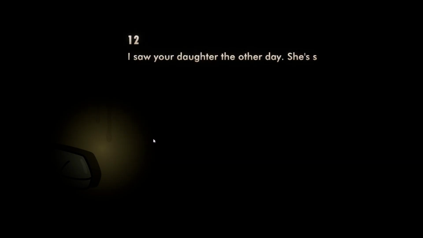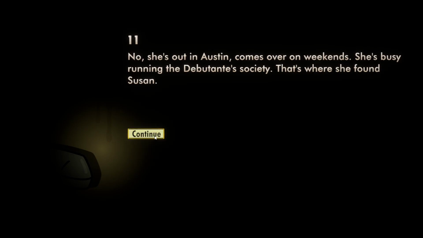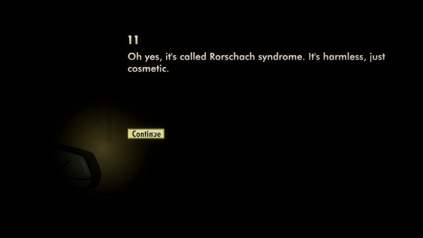I saw your daughter the other day. She's still here? No, she's out in Austin, comes over the weekend. So Ursula is the mom. She's busy running Debbie's house, so that's where she found Susan. I don't mean to be rude. Is her condition normal? The arm thing? Oh yeah, Rorschach syndrome. It's harmless, just cosmetic. She's always had it? Oh yes.